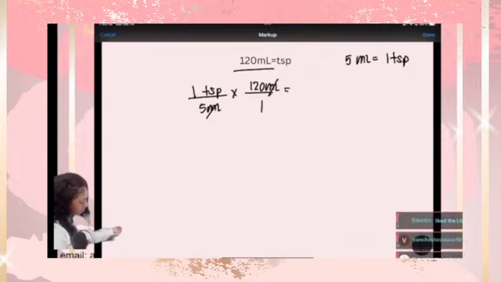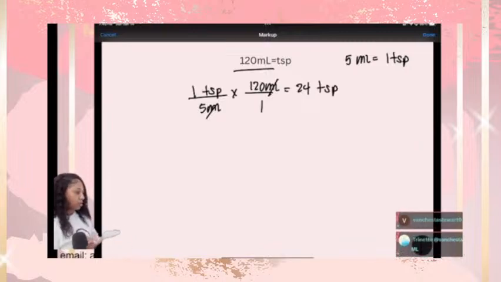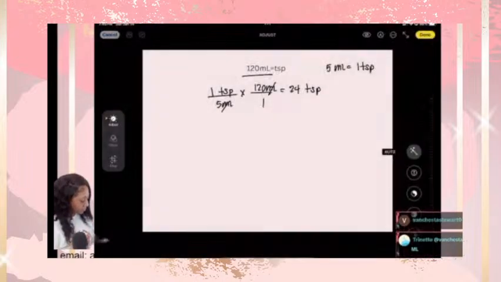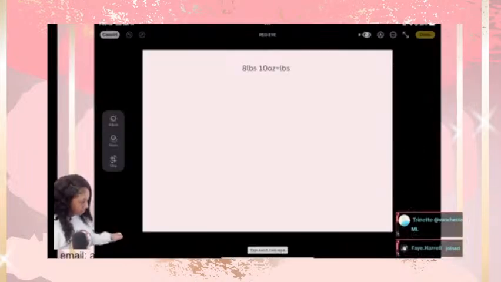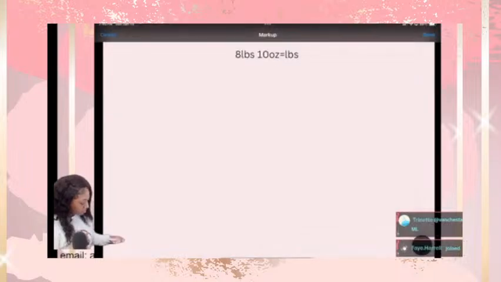So what's 120? Is that going to be 6? Okay, let's see. 120 divided by 5 is going to be 24 teaspoons. Okay? Simple enough. Yep, 24.